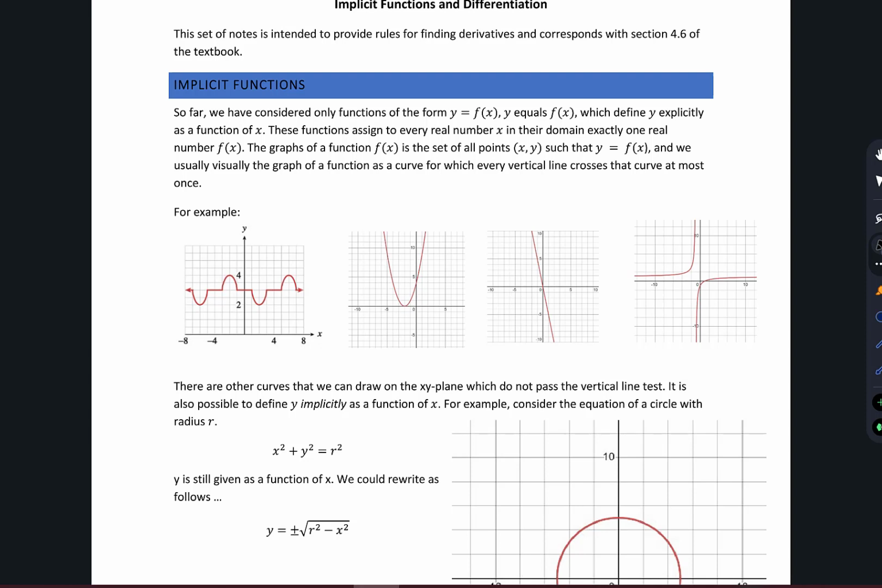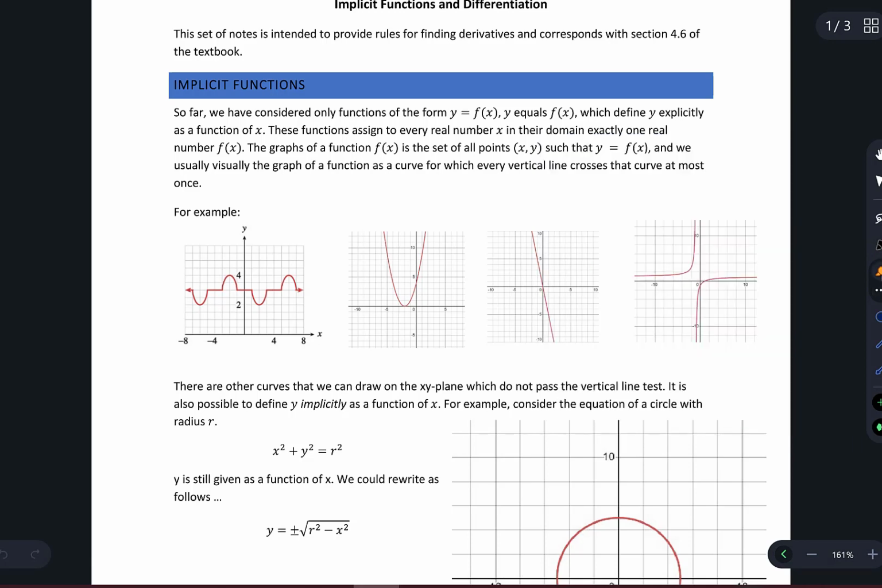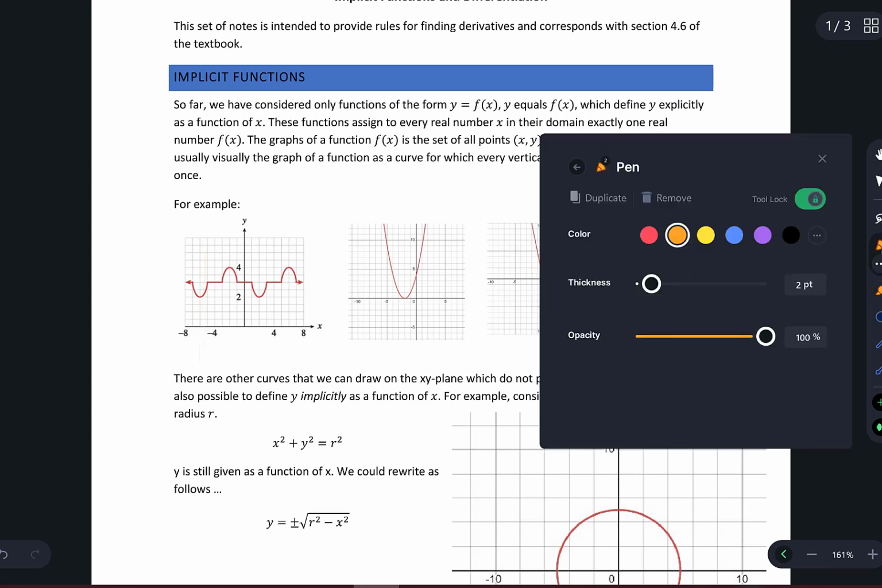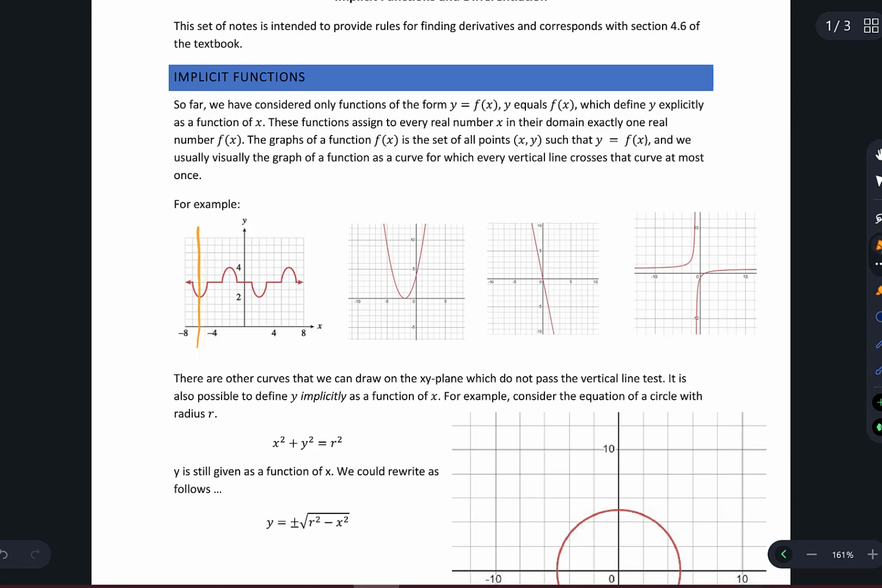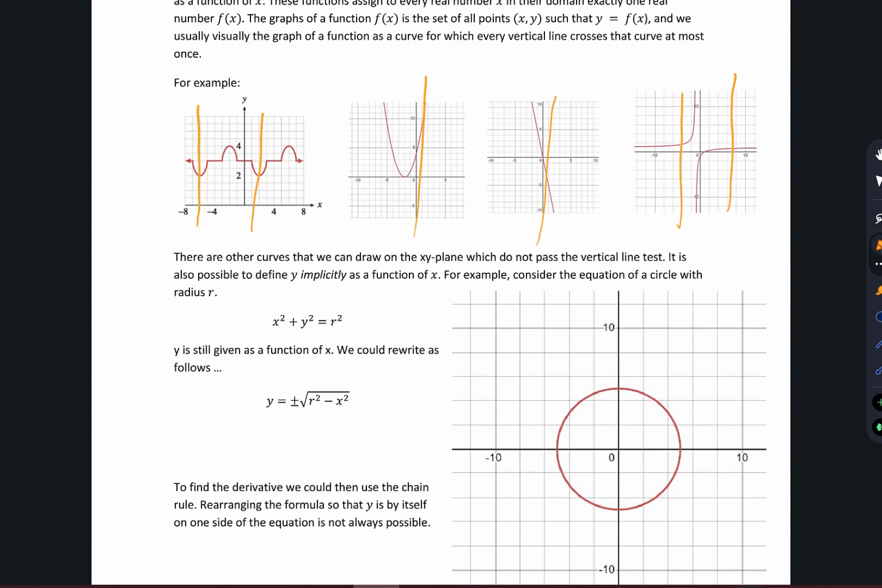And so here I've got a couple examples from previous note sets of functions that we've looked at. We can see that if we were to draw a vertical line anywhere on any of these graphs, that vertical line would only pass through the function one time. So there's no place on these graphs where, if we draw a vertical line, we're going to cross over the curve more than once. But there are other curves that we could draw on the xy plane that do not pass this vertical line test. And it's also possible to define y implicitly as a function of x.